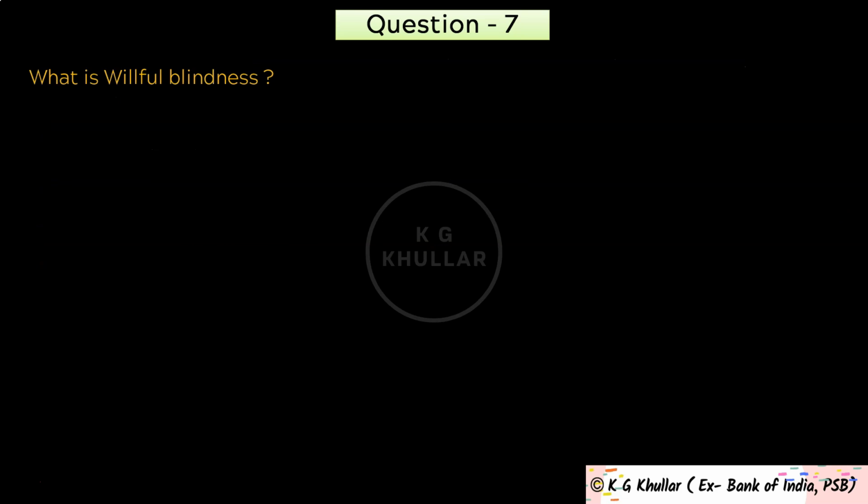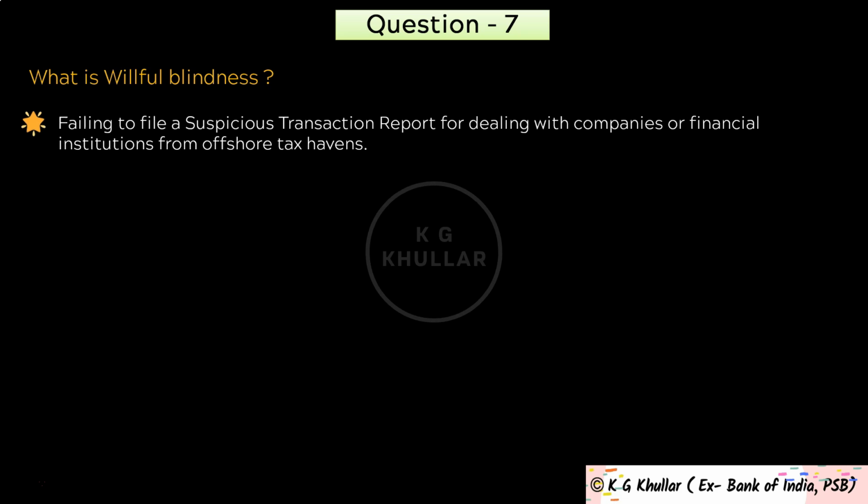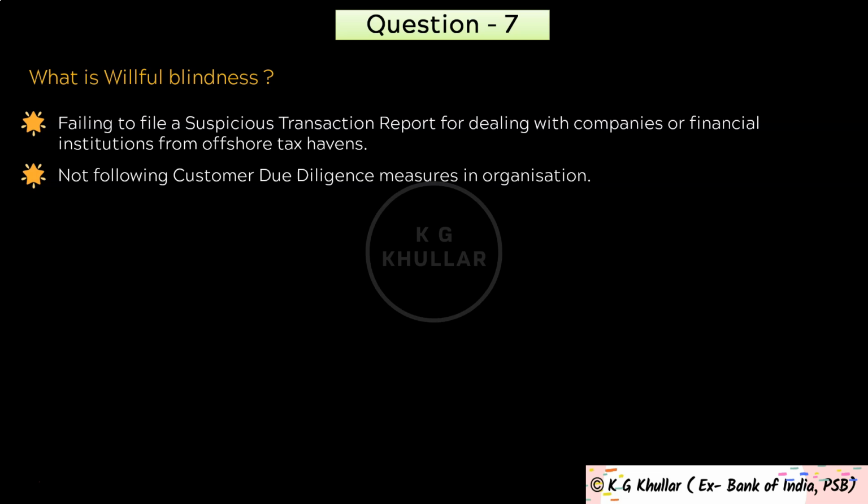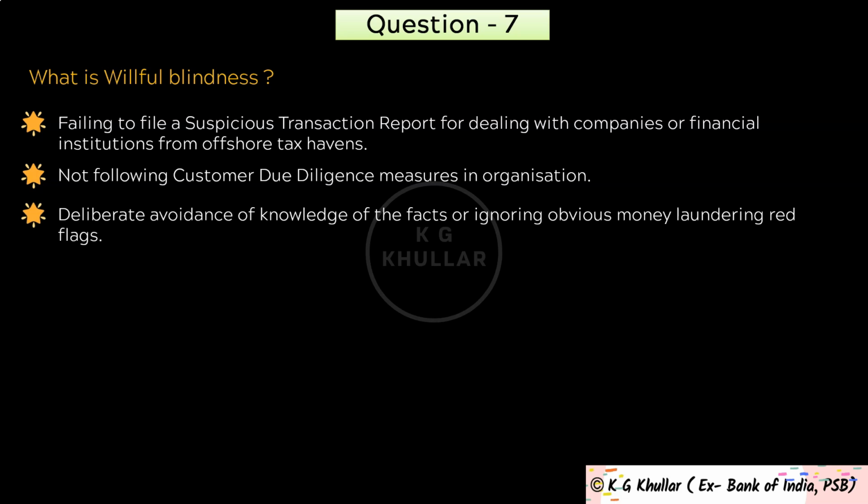Next question is, what is willful blindness? And the first answer choice is failing to file a suspicious transaction report for dealing with companies or financial institutions from offshore tax havens. Then second answer choice is not following customer due diligence measures in organization. Then third option C is deliberate avoidance of knowledge of facts or ignoring obvious money laundering red flags. And last option D is deliberately delaying a customer transaction.